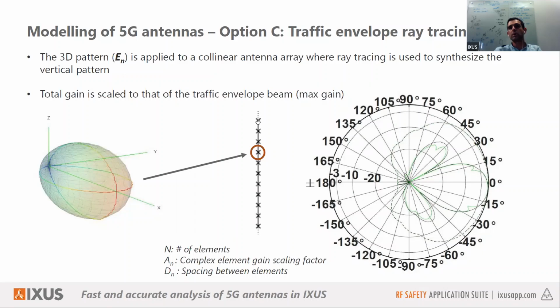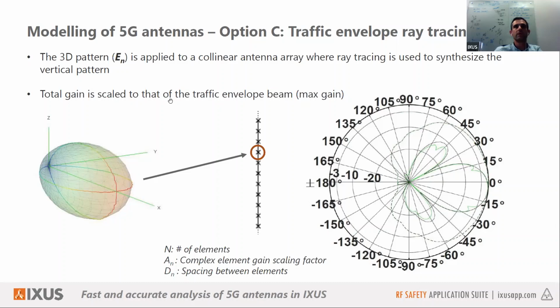So what we do is we use an intelligent optimization approach to calculate the number of elements and the spacing and the scaling of each one, so that the patterns that we generate using our ray tracing approach match the patterns that the manufacturers provided. And this is the black lines over here. So this is what our antenna engineers do to make sure that the model accurately matches the data that's provided by the manufacturer.